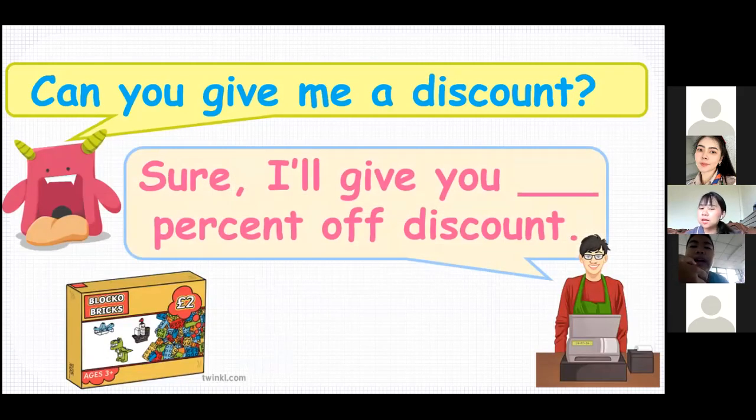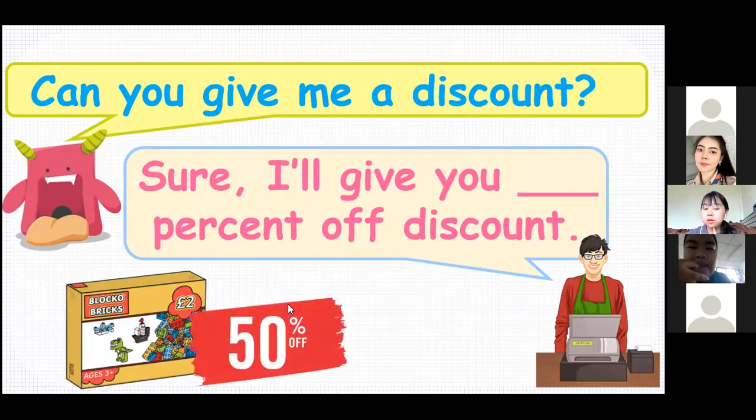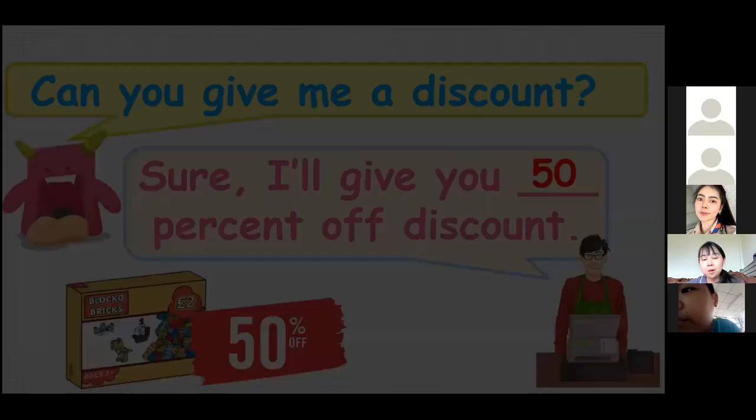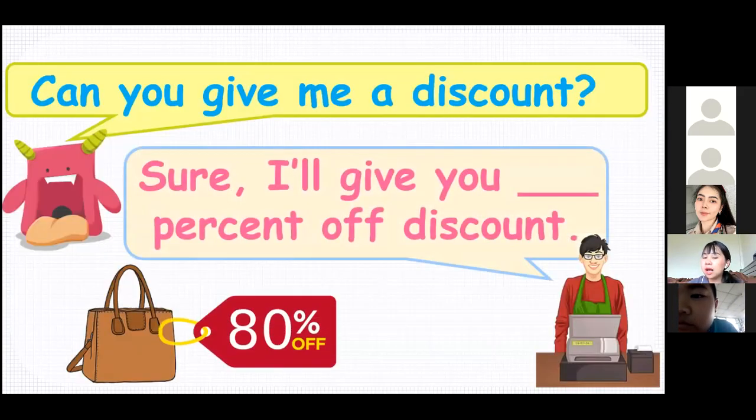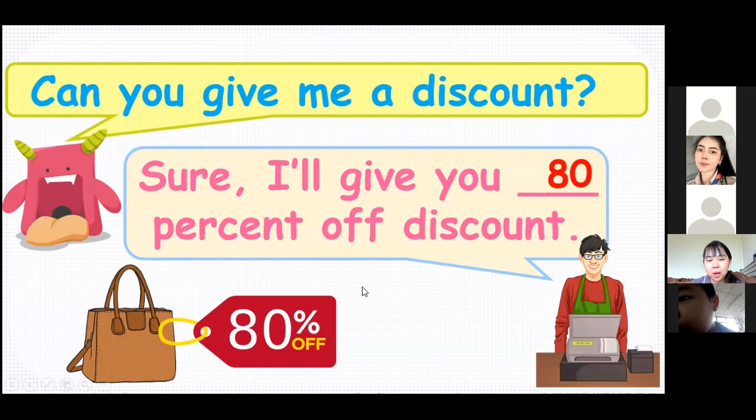Can you give me a discount? Sure. I will give you 50% off. Very good. I will give you 50% off discount. Can you give me a discount? Sure. I'll give you 80% off. Very good. I'll give you 80% off discount.